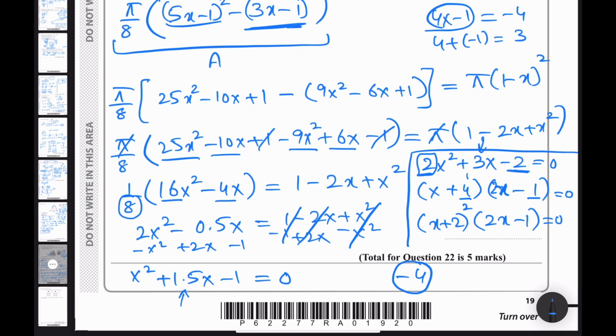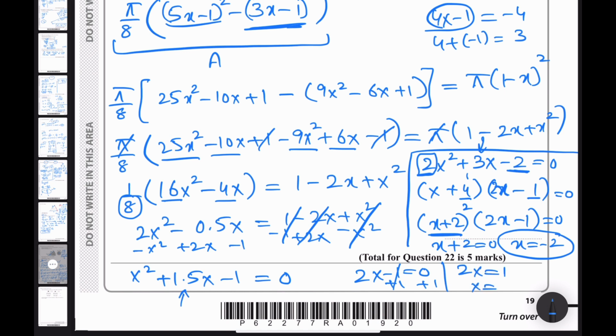Now I'll find out the two values of x. So from here, when I put x plus 2 is equal to 0, my value of x will be equal to negative 2. This is one of the values. And when I put 2x minus 1 equals 0, so it'll become plus 1 on either side. So it'll be like 2x is equal to 1, so x will be equal to half.